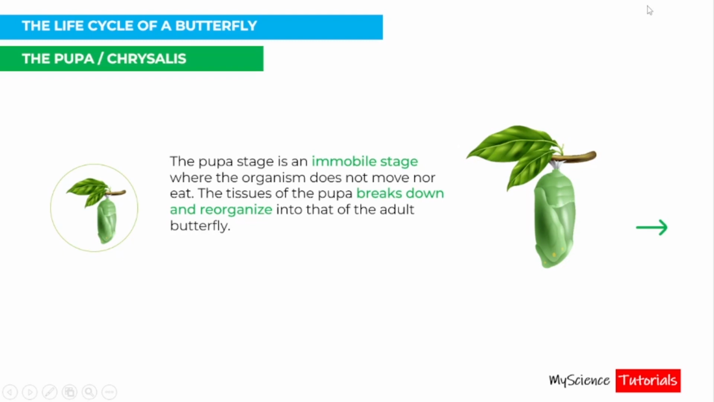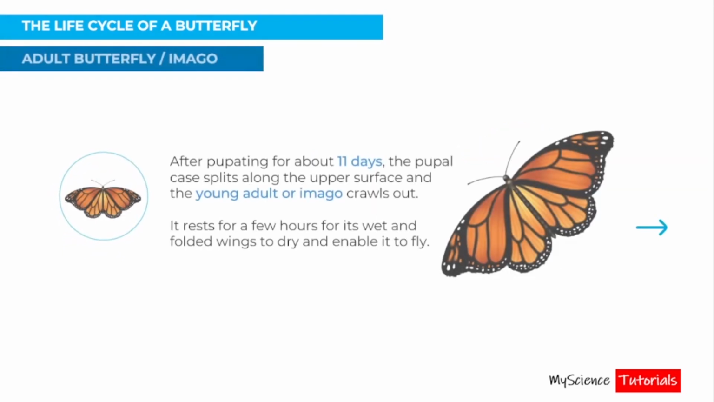The pupa or the chrysalis. So the pupa stage is an immobile stage where the organism does not move nor eat. The tissues of the pupa break down and reorganize into that of an adult butterfly. The adult butterfly or the imago.